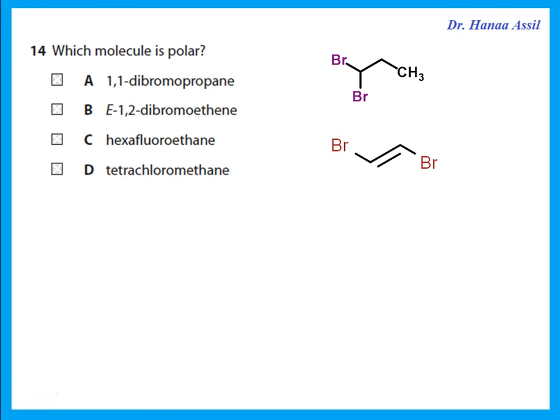E-1,2-dibromoethene. No, this would not be polar. The direction of polarity is in the opposite direction, so this will cancel each other. Hexafluoroethane also. Each bond is polar, but the molecule as a whole is not because they cancel each other. Tetrachloromethane also. Each bond is polar, but they are in opposite directions and they cancel each other. So the only one that is polar out of these choices is A.